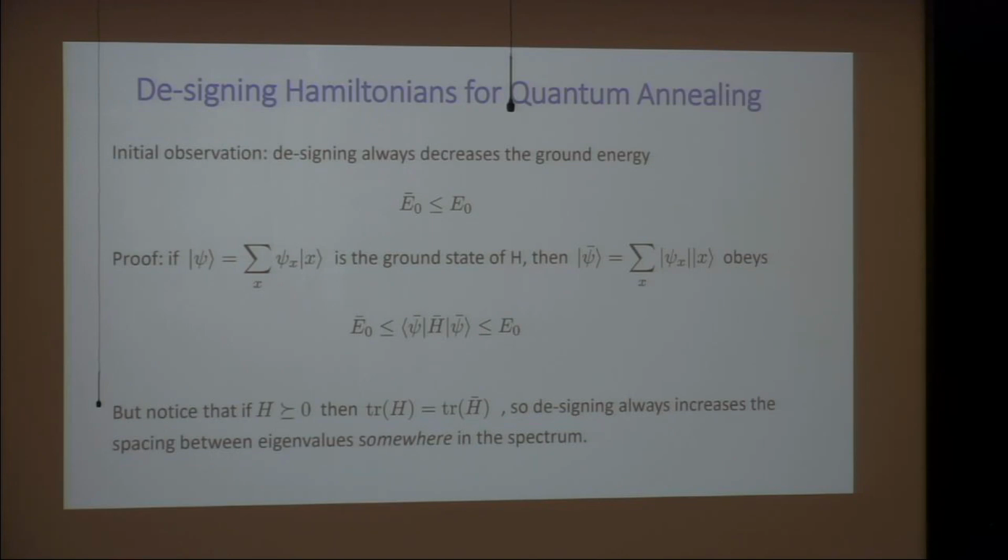In the numerics that you were doing for local Hamiltonians, the cases where this de-signing does not improve things, are you seeing any patterns, anything like that? Yeah, that's a great question. So first of all, when de-signing fails to increase the gap, it never decreases it by much. For example, in what we've seen up to 20 qubits, it never decreases it by more than maybe a factor of 4 or so.